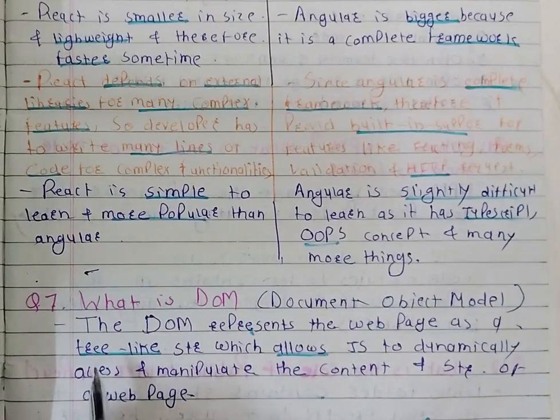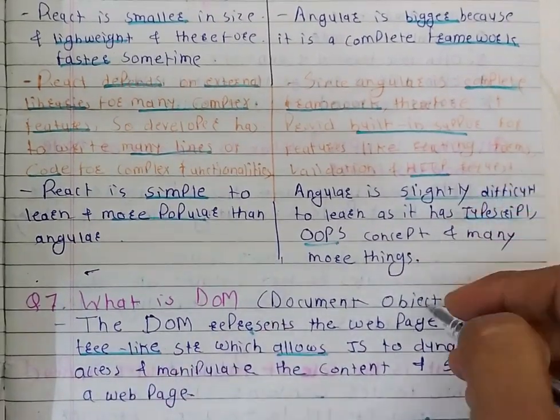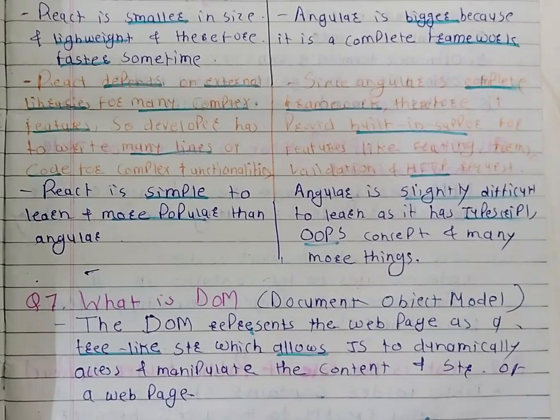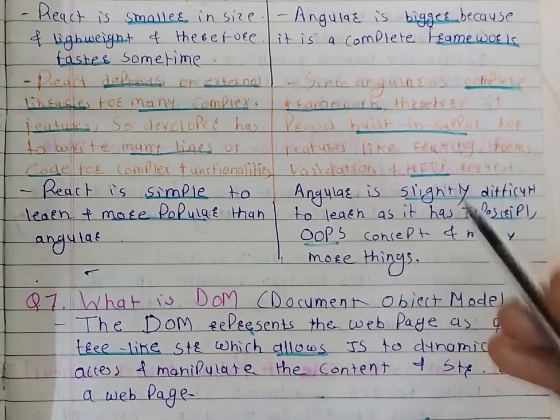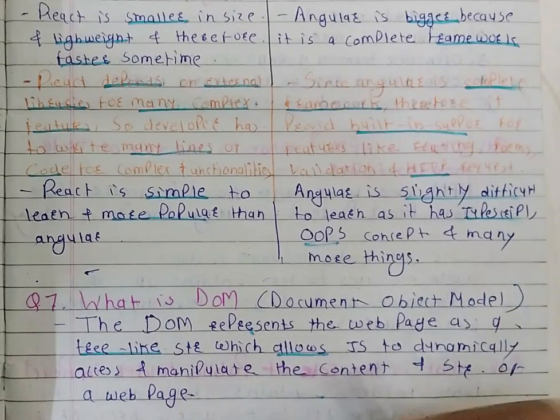Then, what is the DOM? DOM stands for Document Object Model. The DOM represents the web page as a tree-like structure, which allows JavaScript to dynamically access and manipulate the content and structure of the web page. So the DOM is simply a tree-like structure with which we can update the web page of our project by embedding JavaScript. That's all.